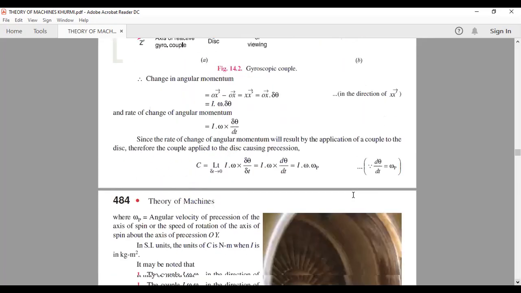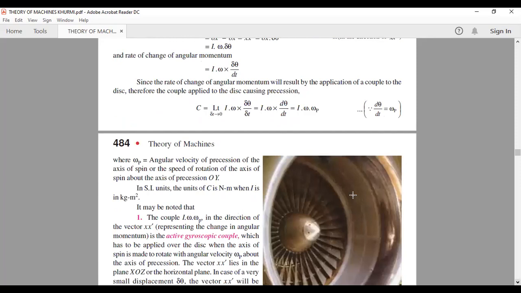So from here we derive the formula C is equal to I into omega p. So we derived the formula here. C is equal to I into omega p. So I is the inertia, that is mass moment of inertia. Omega is the angular velocity, and omega p is equal to angular velocity of precession. So that is the derived formula for the gyroscopic couple C.